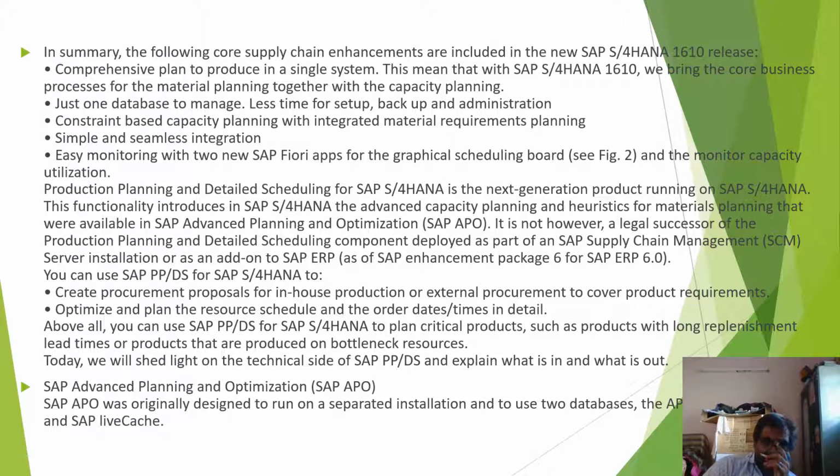Today, we shed light on the technical side of SAP PP/DS and explain what is in it and what is out. SAP Advanced Planning and Optimization APO. SAP APO was originally designed to run on a separate installation and used two databases, SAP database, APO database, and LiveCache.